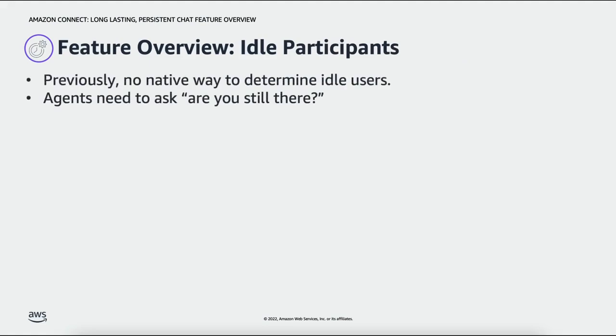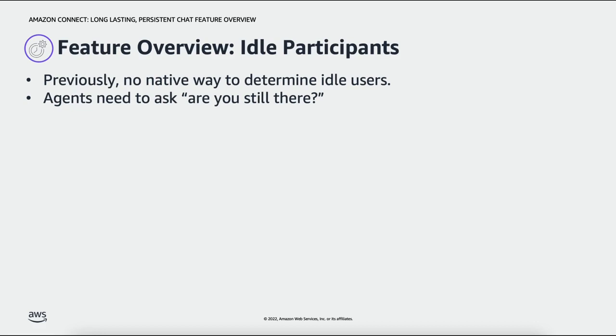Previously, Amazon Connect had no way of knowing if either participant in the chat had gone idle. And by idle we mean a situation where a customer on chat stops replying because they've left their device or forgotten the chat. Agents would have to keep track of these chats manually and ask customers, are you still there, before disconnecting after a specific period of time. And that's not a very good use of an agent's time.